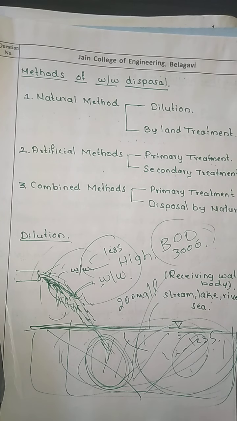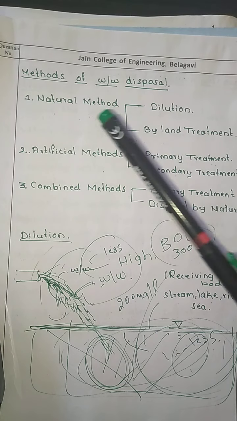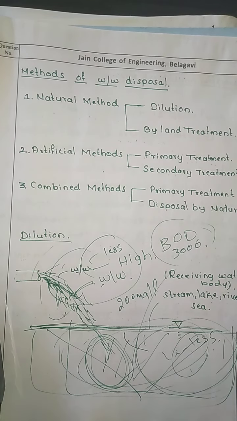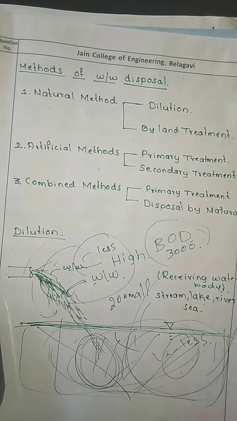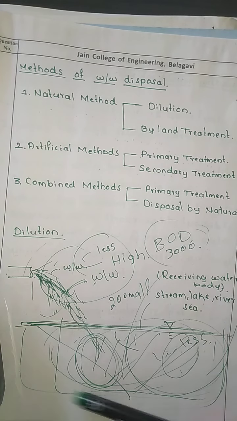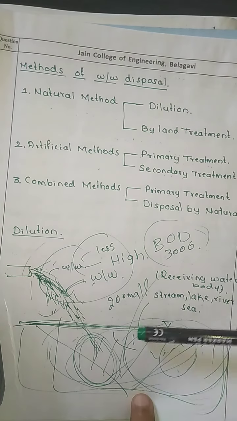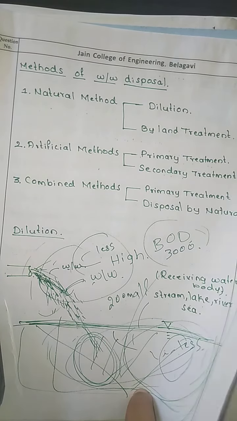The first method of wastewater disposal is by the natural method, that is nothing but dilution. I hope the dilution method is clear. Now, this particular picture is very, very important in order to solve the problems and understand the concepts. It is going to be the most important figure, right? This is the wastewater, and this is the receiving water body.